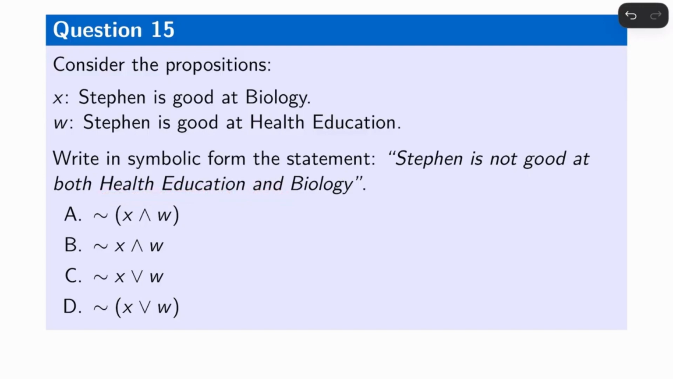So now first of all, let's find the statement health education and biology. So and is denoted by this symbol, right? And so we are going to have X and Y, that's biology and health education. But since we are focusing on the not side, the not operator is given by this tilde symbol, right? Hence, our statement is not (X and Y), right? And so the correct option is option A.